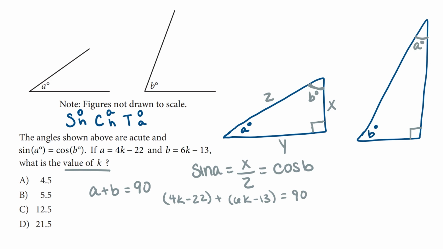So if we add our like terms, 4K and 6K is 10K, negative 22 minus 13 is negative 35, equals 90. So 10K is equal to 125, and that means K must be equal to 12.5. So our answer is letter choice C.